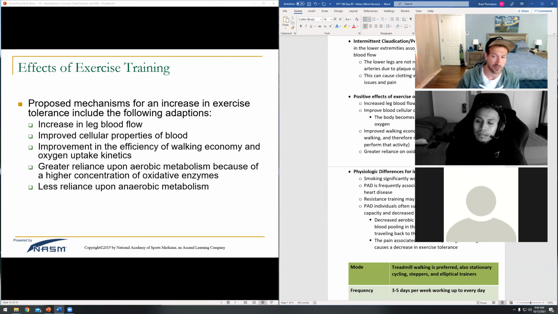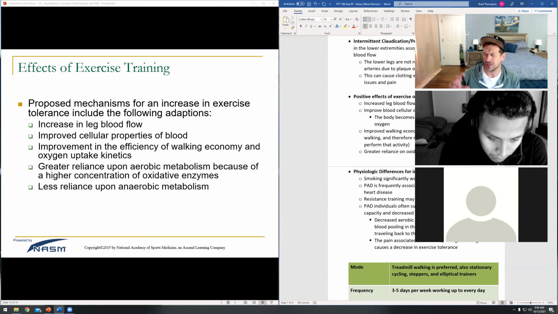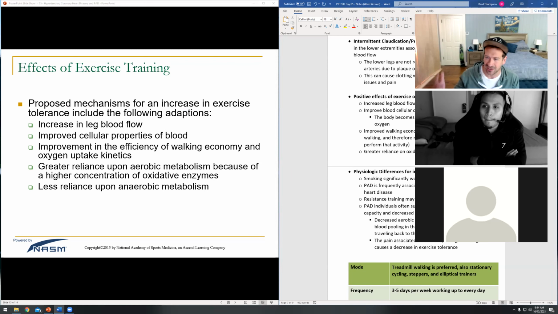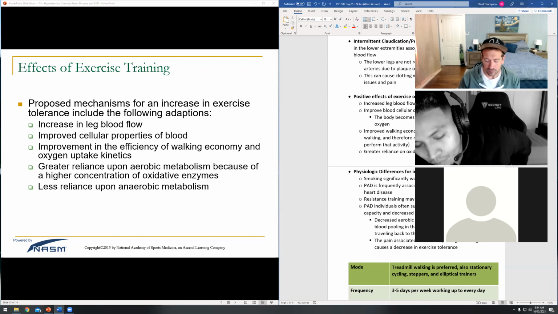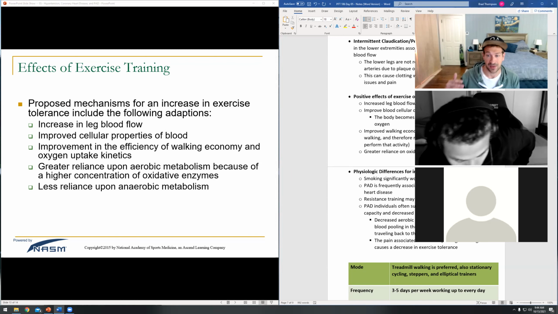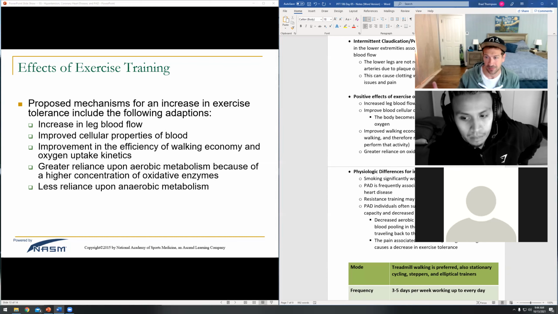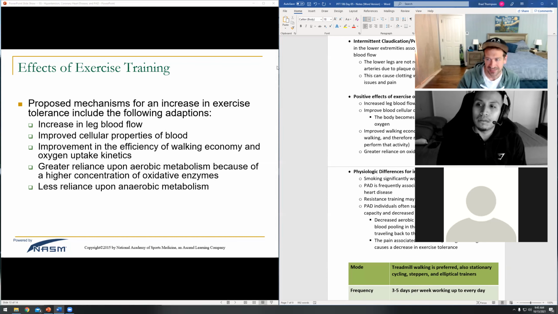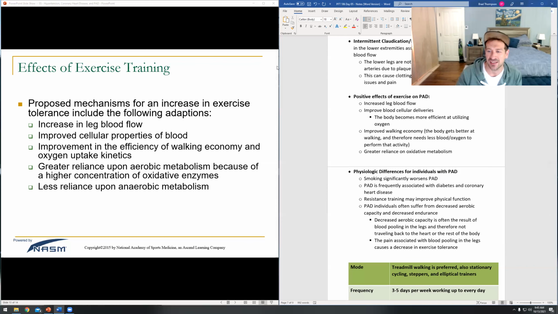And those are just in your blood cells, which are like these little things floating around in our body, aside from increased muscle mass, aside from increased neurologic capacity. Just get better blood, that's awesome. So the body becomes more efficient in utilizing oxygen because it increases its cellular deliveries. It also improves your walking economy.